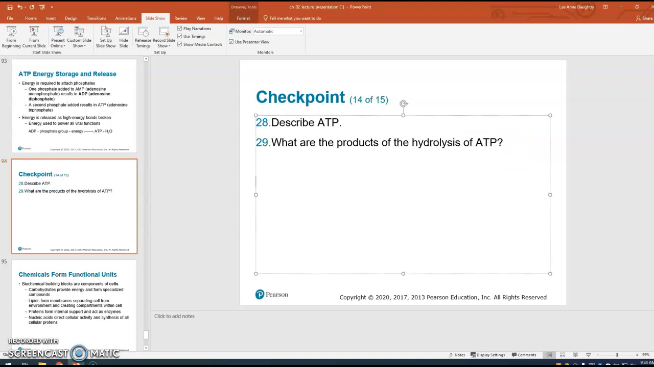So what are the products of the hydrolysis of ATP? ATP breaks down into ADP plus P, which is phosphate. ADP is adenosine diphosphate. So ATP has 3 phosphate groups. When it breaks down, it releases one of those phosphate groups. And because it's a hydrolysis reaction, we can put this in here too. ATP breaks down by the addition of water. Okay, so that would be the hydrolysis of ATP.